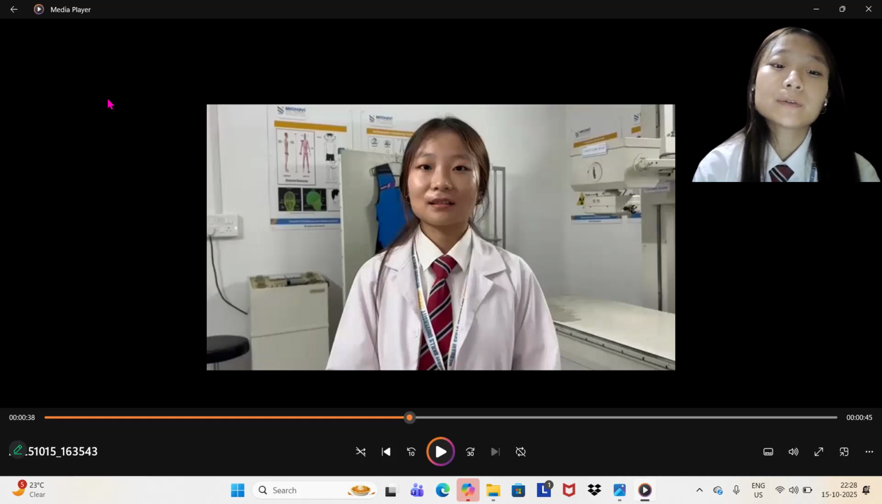So next you can also see the lead apron, which is an essential radiation protection tool. It is worn by the radiographer and sometimes by the patient to minimize the radiation exposure. So, safety is always our first priority in radiology. Proper use of protective equipment ensures that both the patient and the radiographer remain safe.